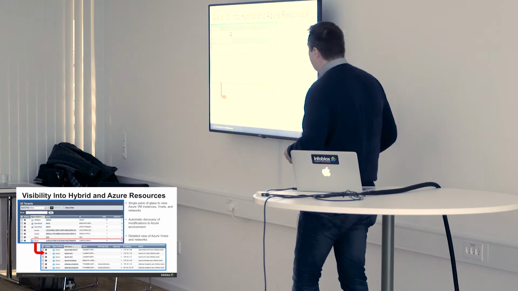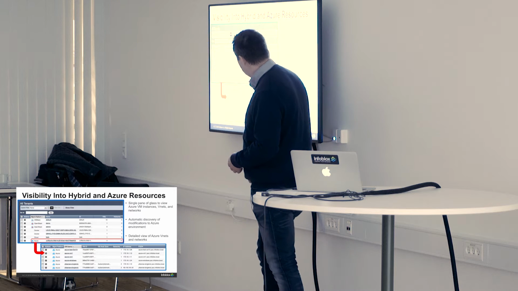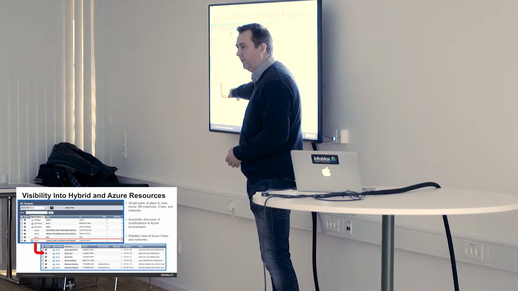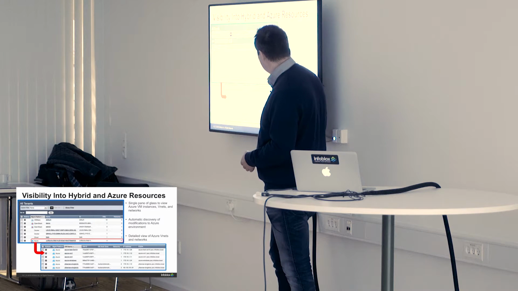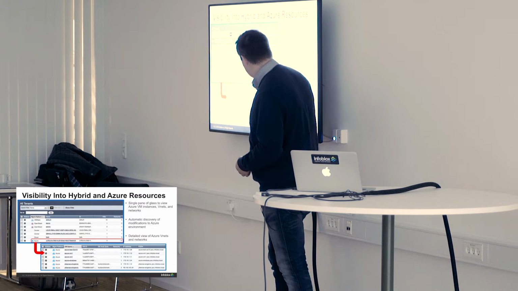Visibility on the Azure resources. So you can see your different tenants, where you see here VMware machines, OpenStack, you see some Docker elements, but here we see our Azure, which has a name, which is the default. It's a difficult name that's added, an ID, the number of VMs, networks that you have in there.